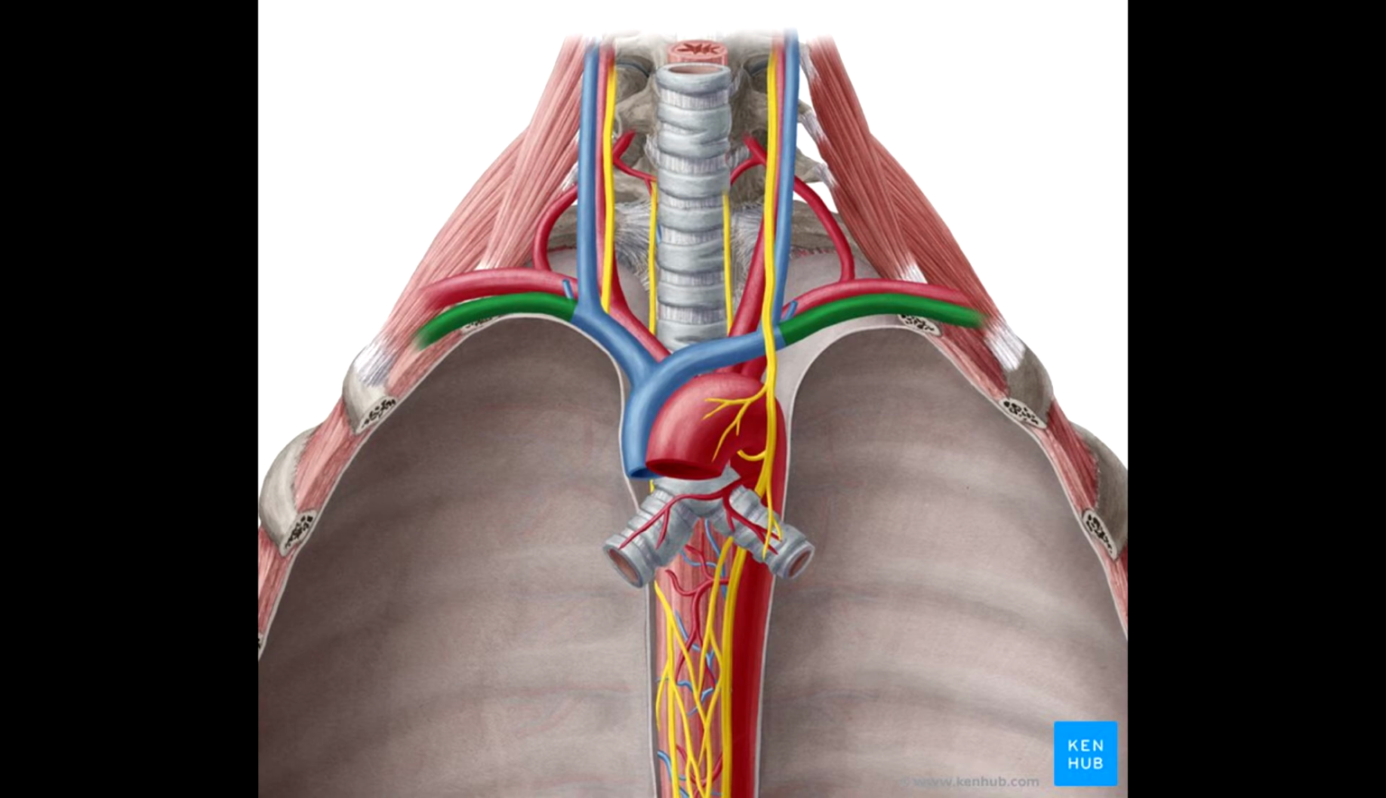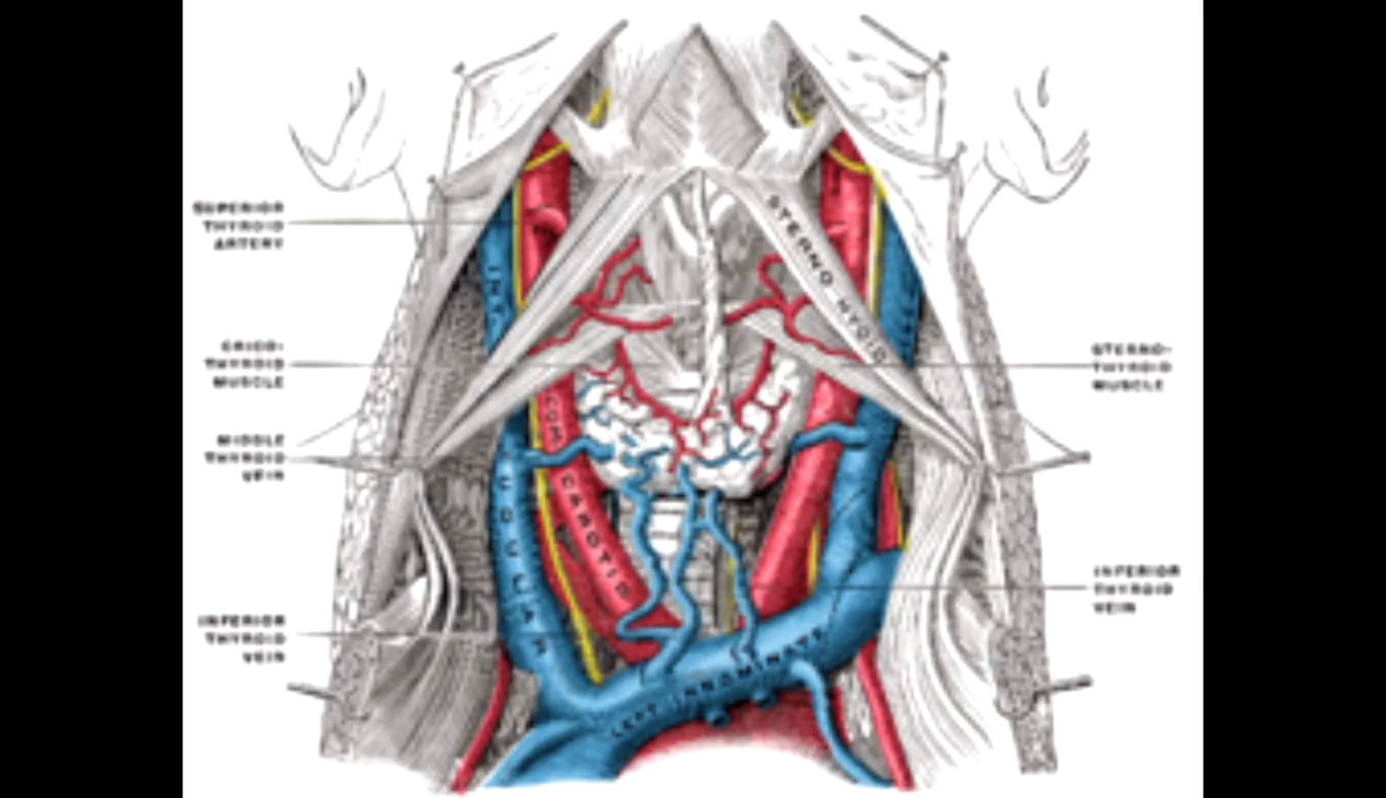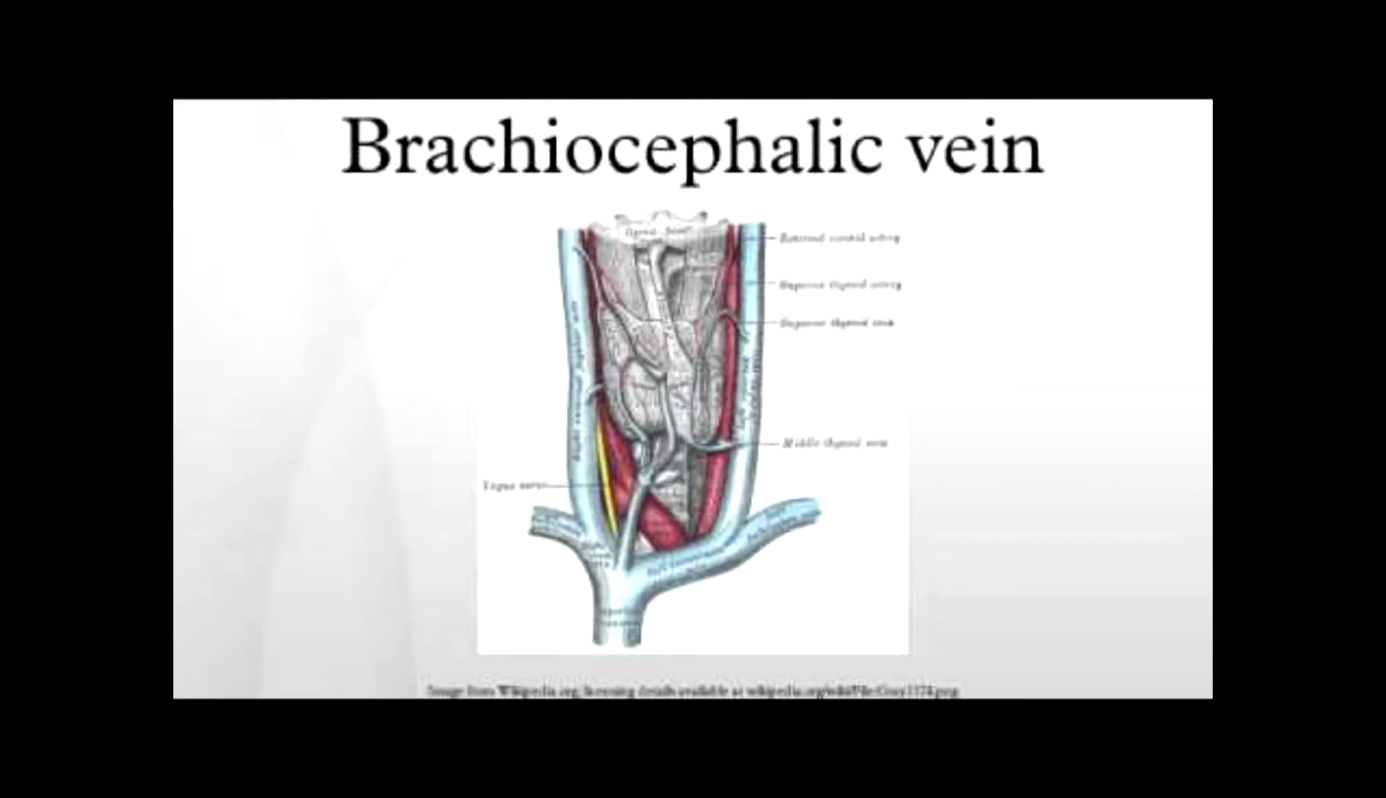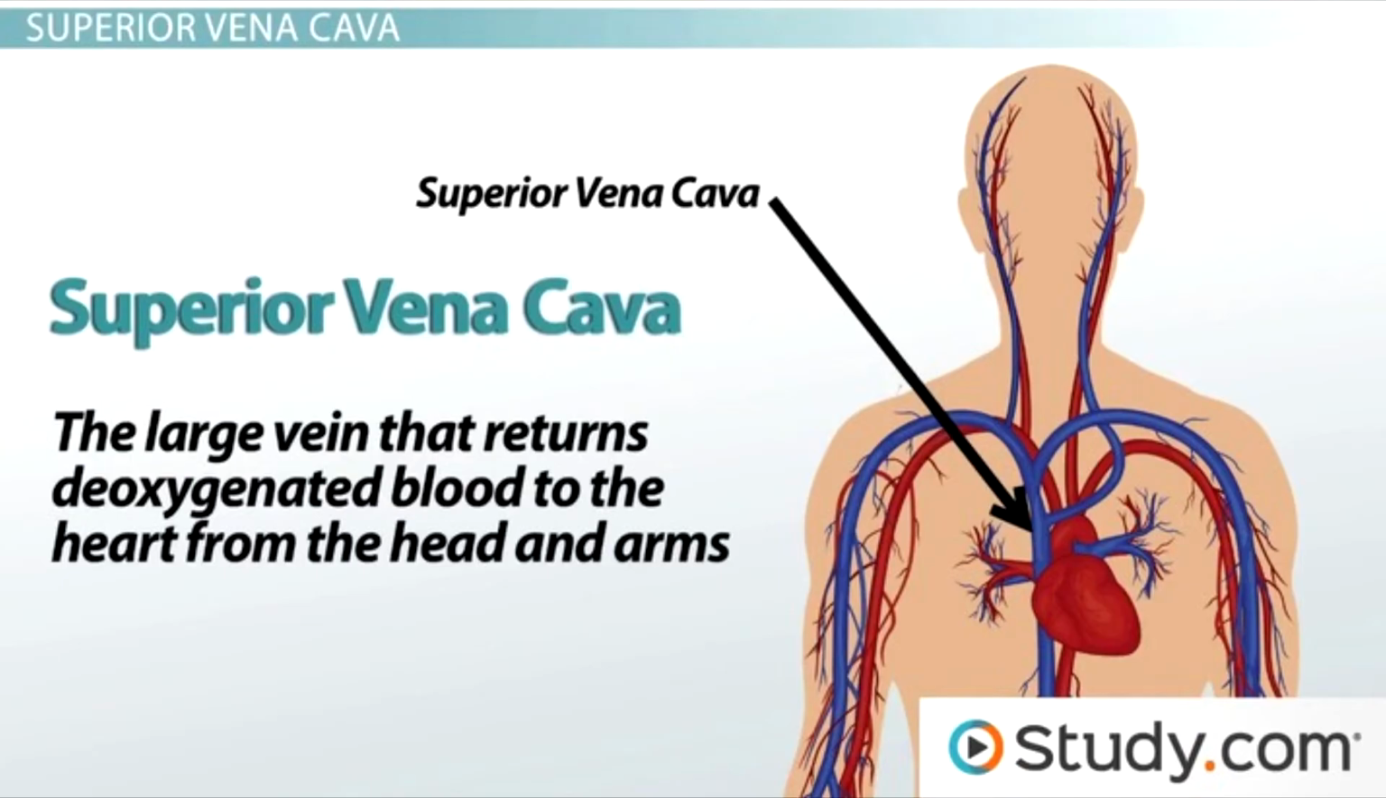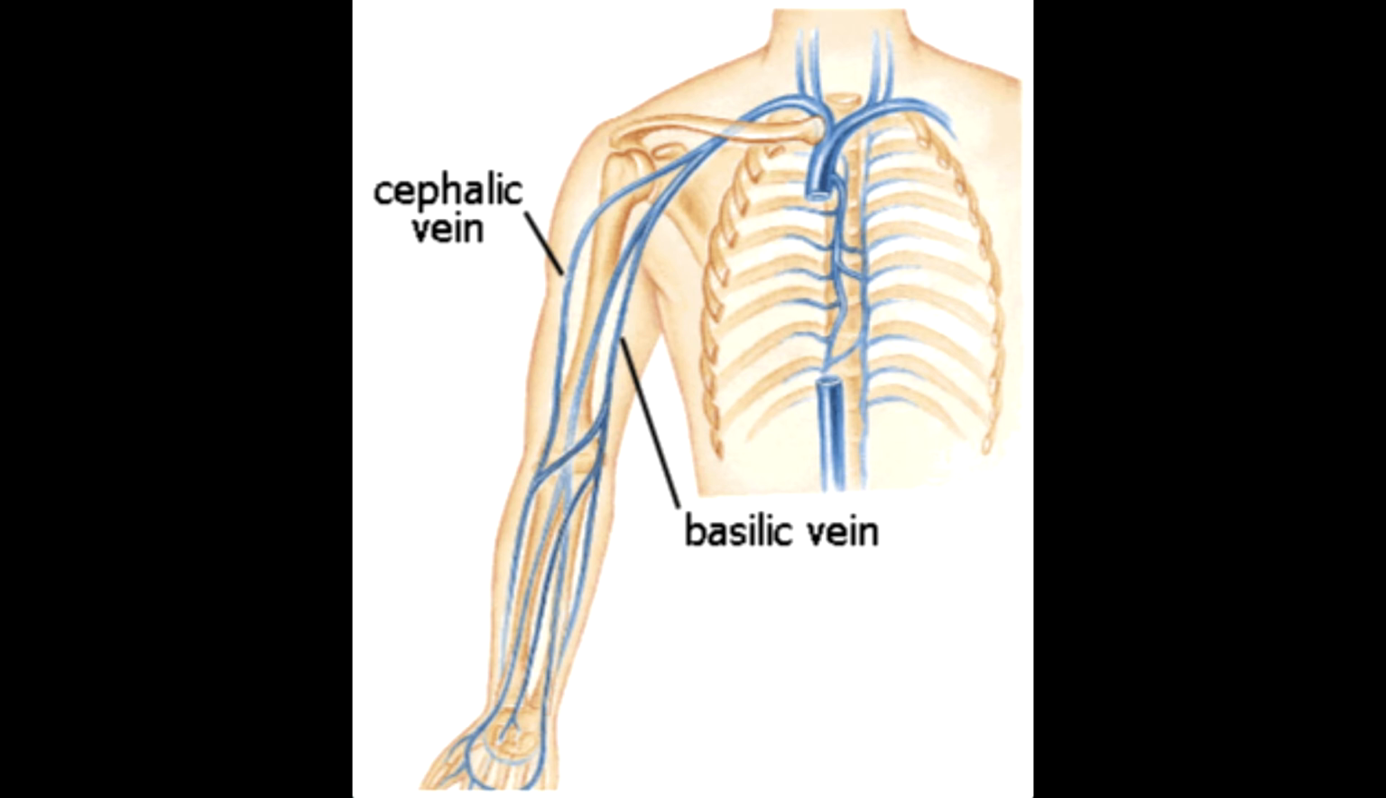The subclavian vein unites with the internal jugular vein to become the brachiocephalic vein, which then unites with the opposite brachiocephalic, or innominate, vein to form the superior vena cava. The superficial veins of the upper extremity are the cephalic and the basilic veins. The cephalic vein begins on the lateral side of the hand and courses up the extremity to empty into the superior portion of the axillary vein.